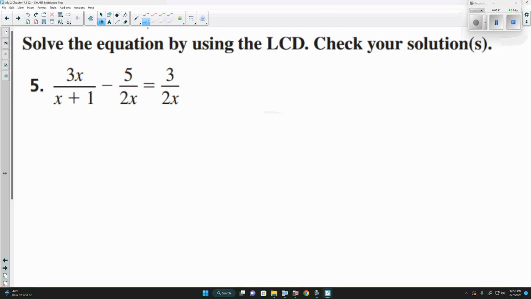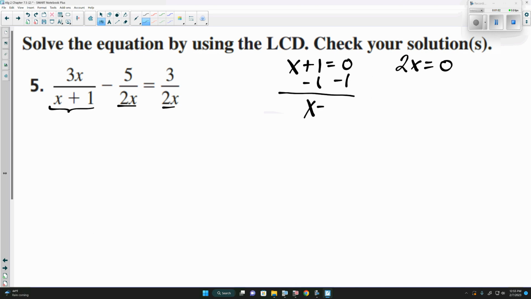If we look at this first one here, x plus 1 and 2x are the main places where we could have a denominator of 0. To see what our extraneous solutions would be, we set them equal to 0 and solve to see what values of x would make it 0. With x plus 1, we subtract 1 from both sides, telling us that if x is negative 1, we would have a denominator of 0, so x cannot be negative 1. Here we can divide by 2, telling us x is 0, so x cannot be 0. So if we get negative 1 or 0 as a solution, it would be considered an extraneous solution, and we can eliminate it.